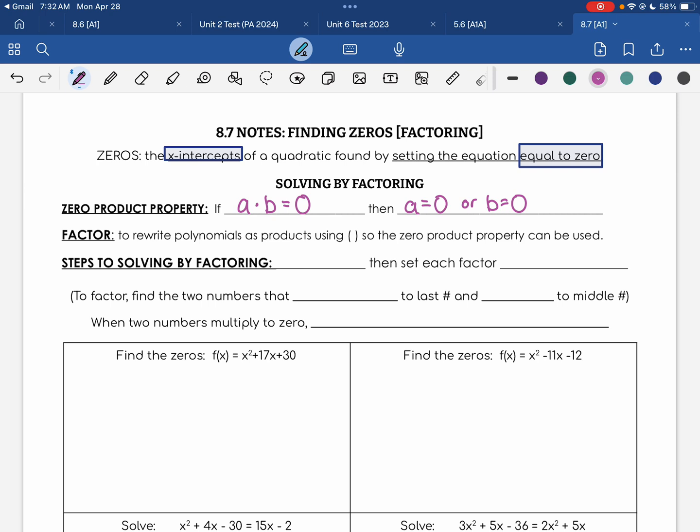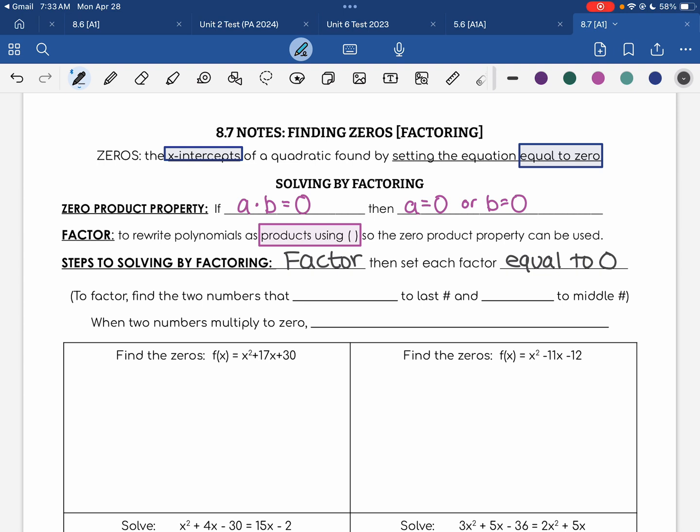Product means multiply. Now, factoring helps us use this because we are rewriting polynomials as products using parentheses. So when you factor a polynomial, you have to have parentheses. And we're mainly going to be using one type of factoring today, and that is trinomials. When you are factoring a trinomial, there are specific rules you have to use, and that's what we're going to go over for most of the lesson. When you are solving by factoring, your two steps are to factor, then set each factor equal to 0 to solve it.